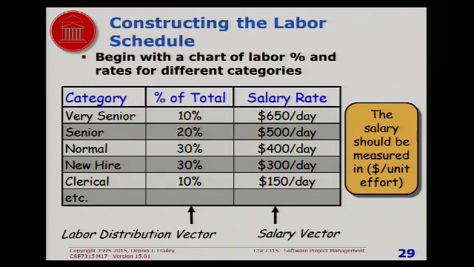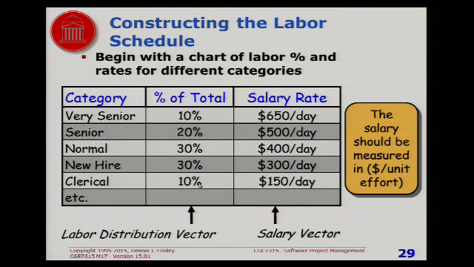In order to do that, you have to produce a table like this. Whatever your categories are, whatever it costs you for each of those categories, it's called the salary vector, and whatever the percentage of the total that you're going to use, it's called the labor distribution vector.